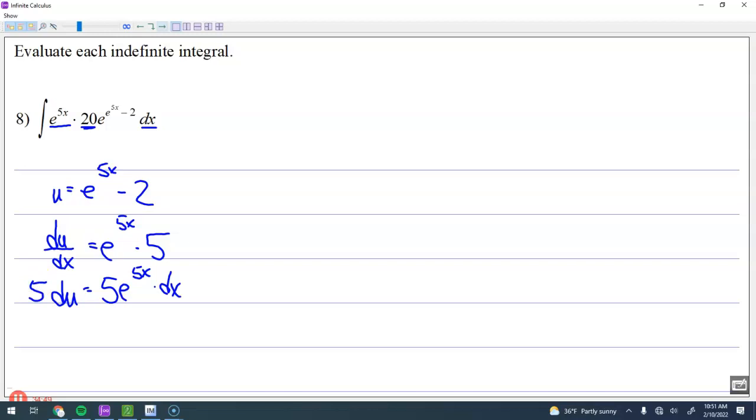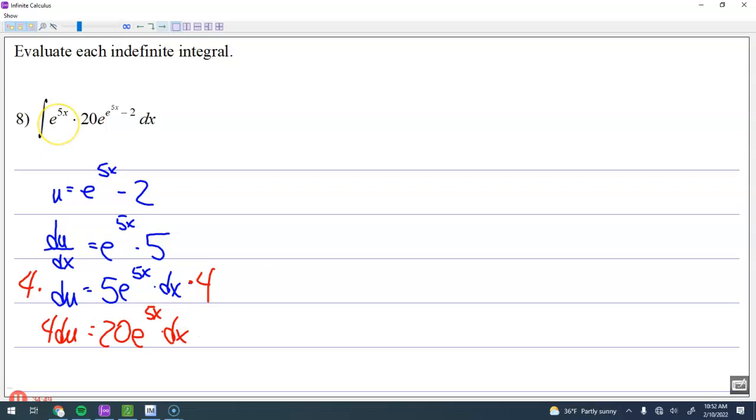Nice job. But I'm supposed to have a 20. No, I didn't do that yet. It's not 5 du. That 5 is the derivative of the 5x, because it's changing. So what do I need this number to be? It's supposed to be a 20. So I multiply by 4. So then 4 du equals 20e to the 5x times dx.